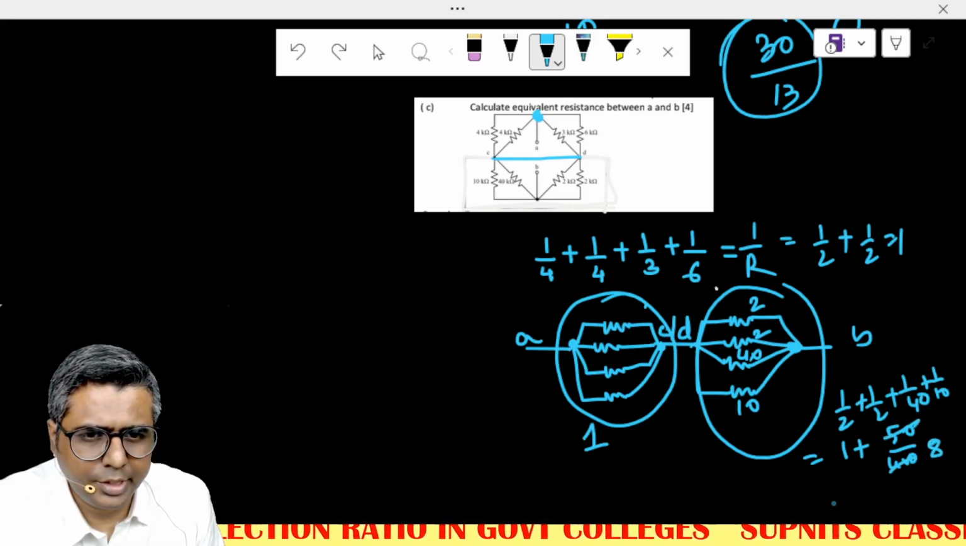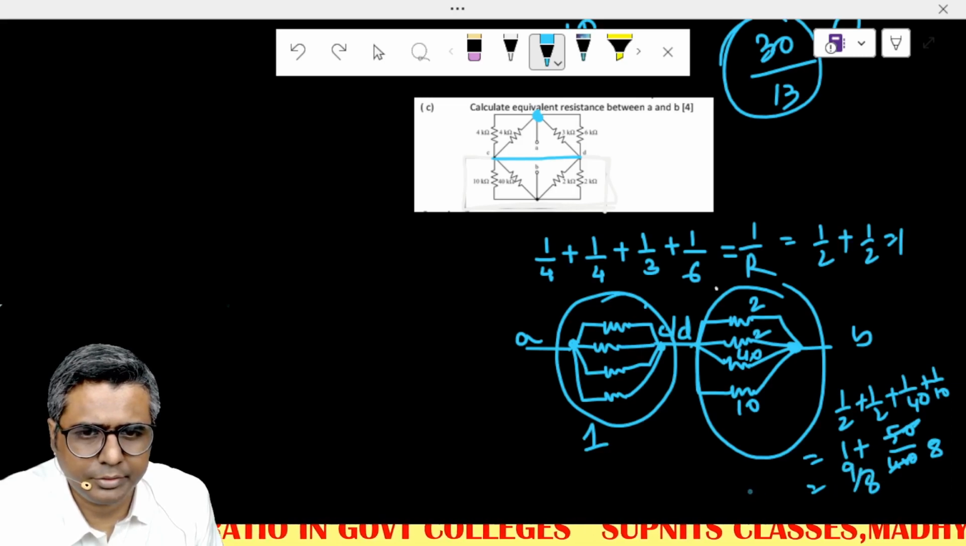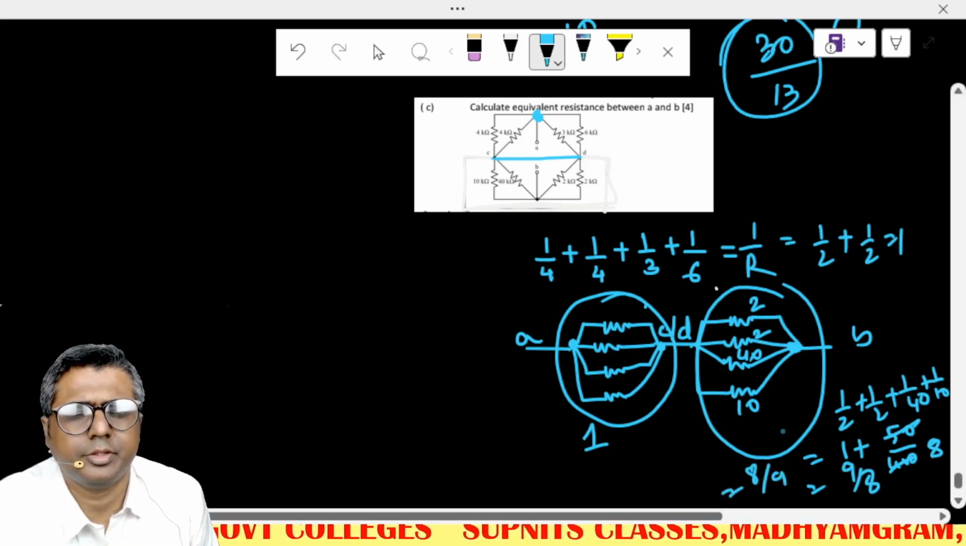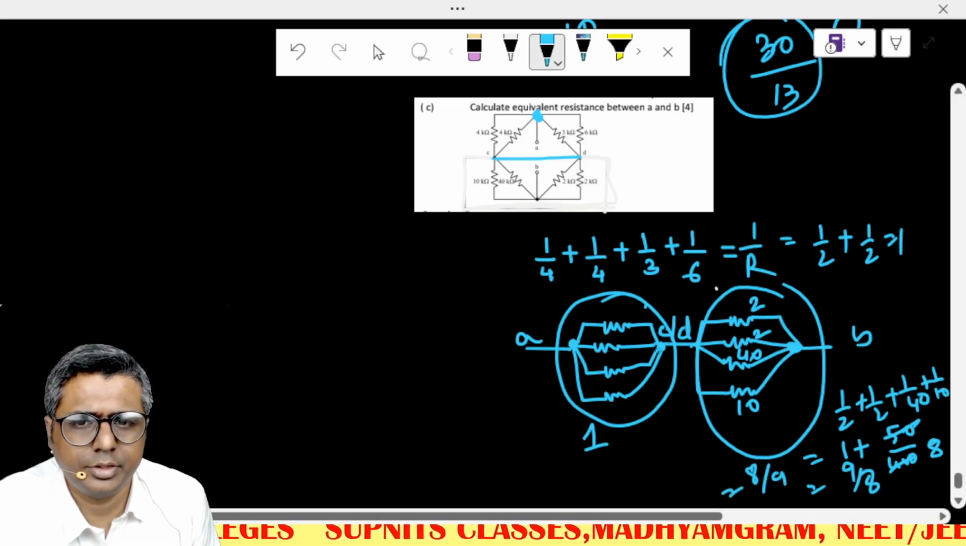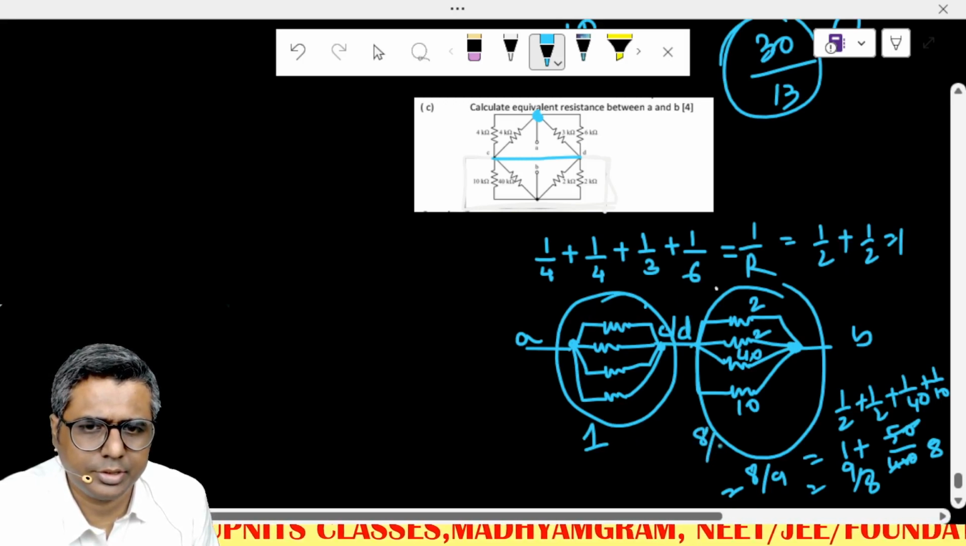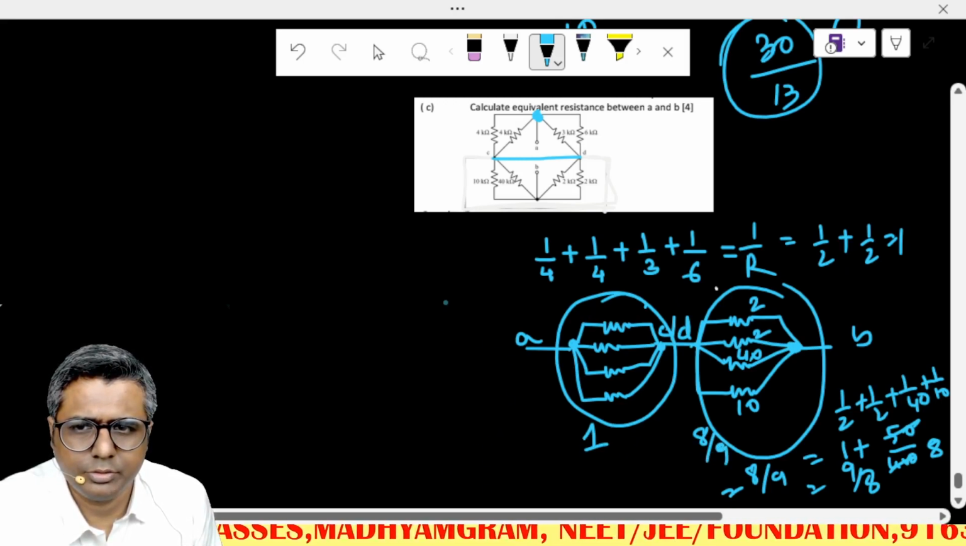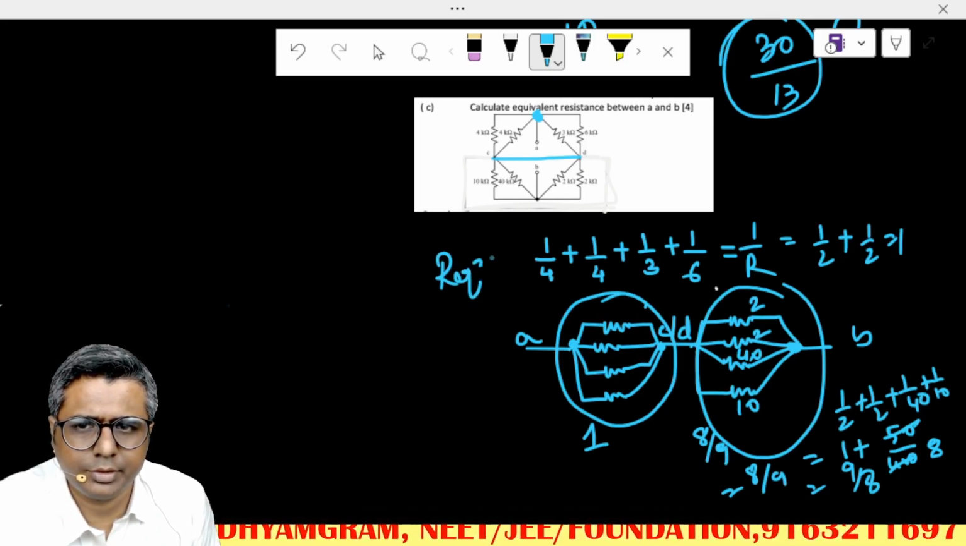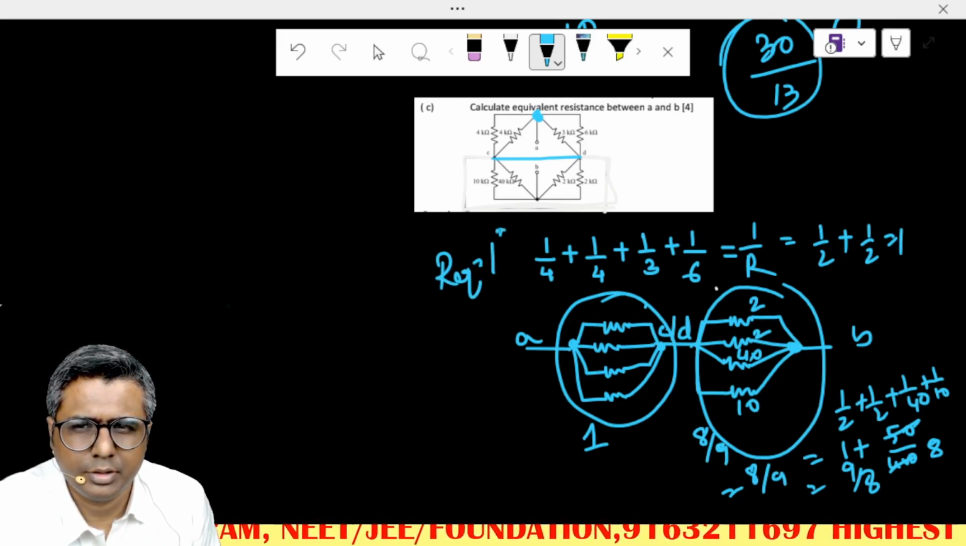Fifty by 408, that is 9 by 8, so it will be 8 by 9, and hence these two again are in series. So this is 8 by 9, this is 1. So the total equivalent resistance for this circuit will be 1 8 by 9.